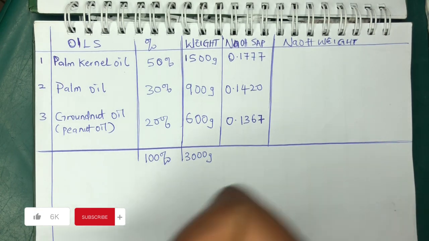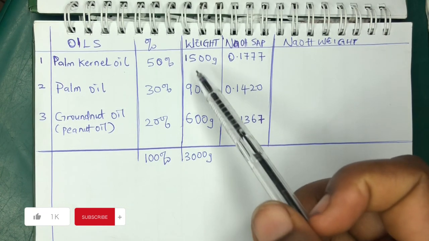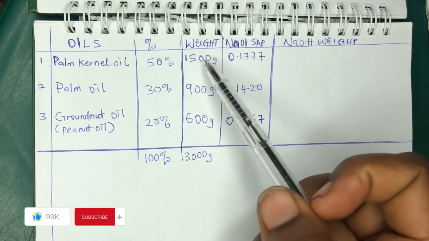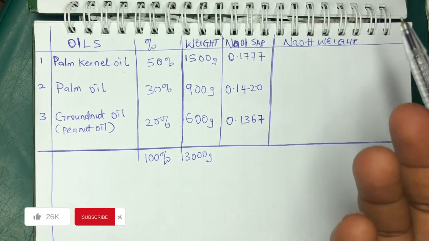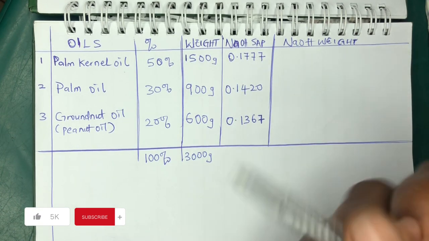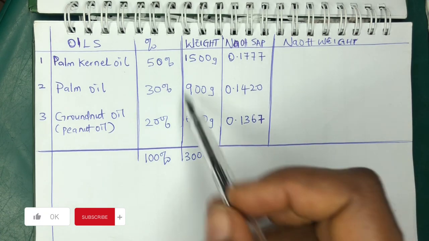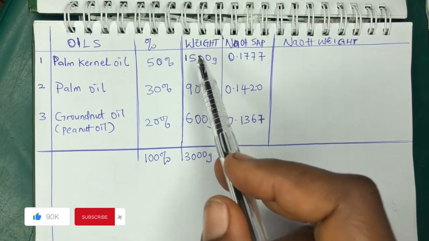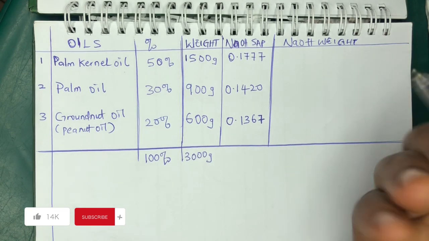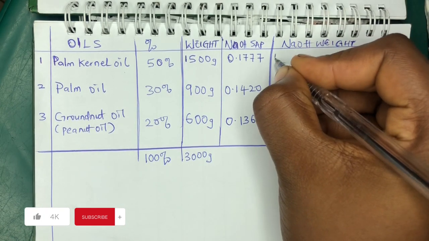It's very simple. It's just for you to multiply the weight of the oil you are using with the saponification coefficient, and that will give you the caustic soda weight you need to saponify this particular quantity of oil in this whole mixture. So let's move right into it.